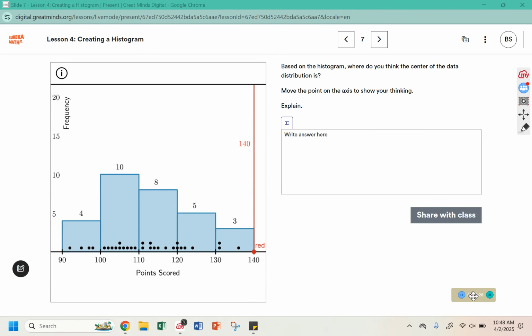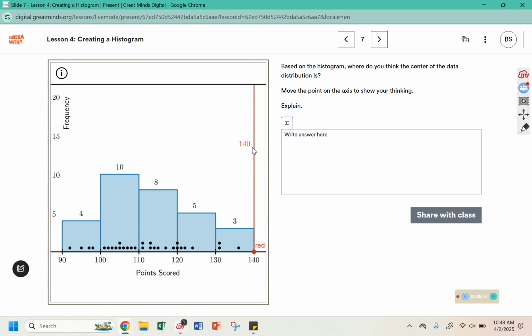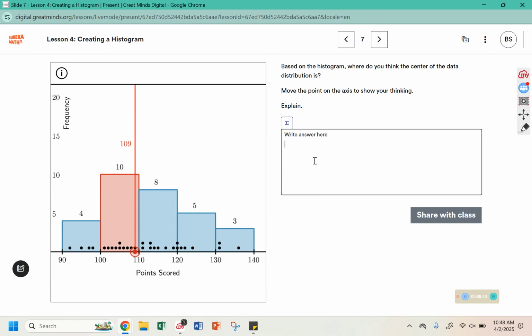Based on the histogram, where do you think the center of the data distribution is? Move the point on the axis to show your thinking. So we're moving this towards the center. And then it says explain.